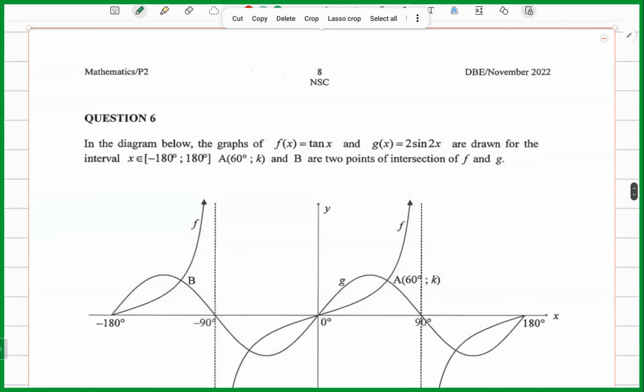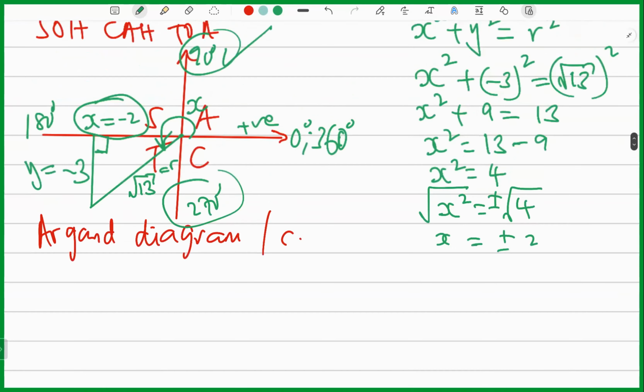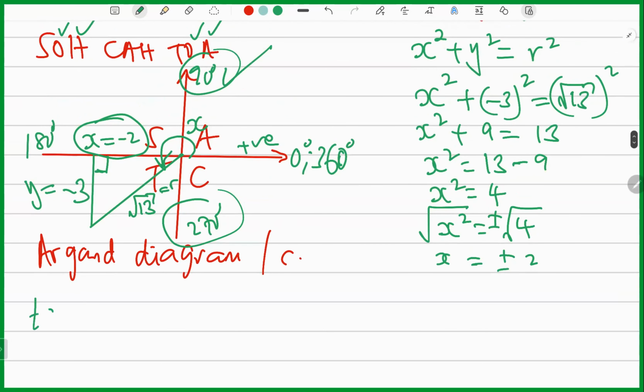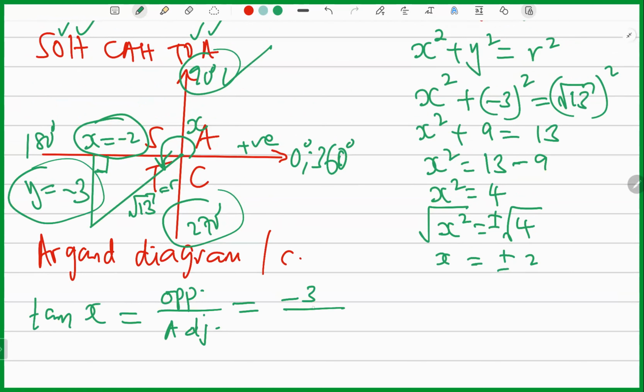Right, so we continue and we say the following. Right, then we say the tangent. The tangent of what? The tangent of x, which is what the examiner wants. Okay, the tangent of x is exactly opposite over adjacent. Opposite over adjacent. What is the opposite? Opposite x is the y, which is -3. The adjacent is the x, which is -2. And therefore, the answer is 3/2, and that is the answer.